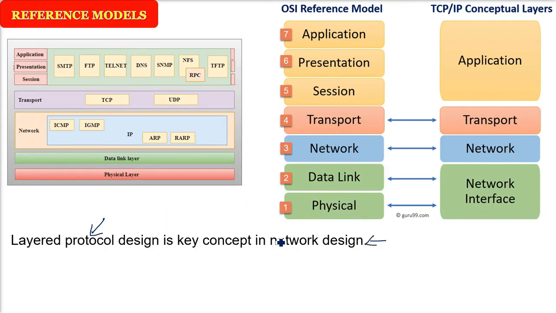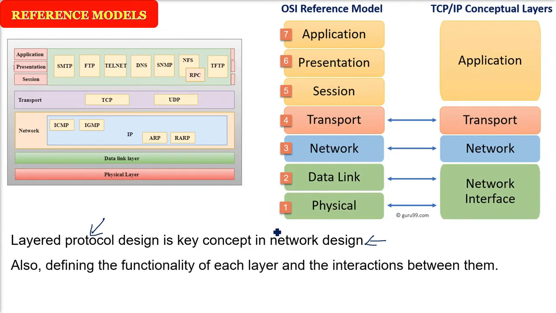Because if any work has complexity, it is better to divide it properly so that we can handle it. And also, what is the functionality of each layer and what is the interaction between them? For example, what is the transport layer going to provide to the session layer? What will the session layer and transport layer share? What will be the protocol shared?